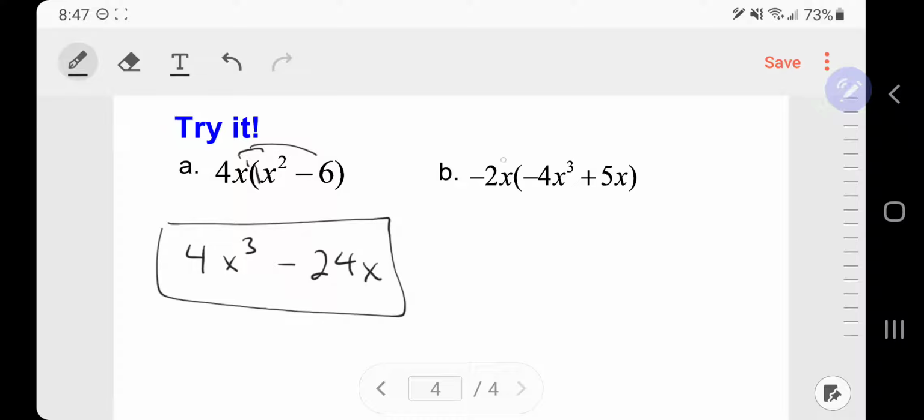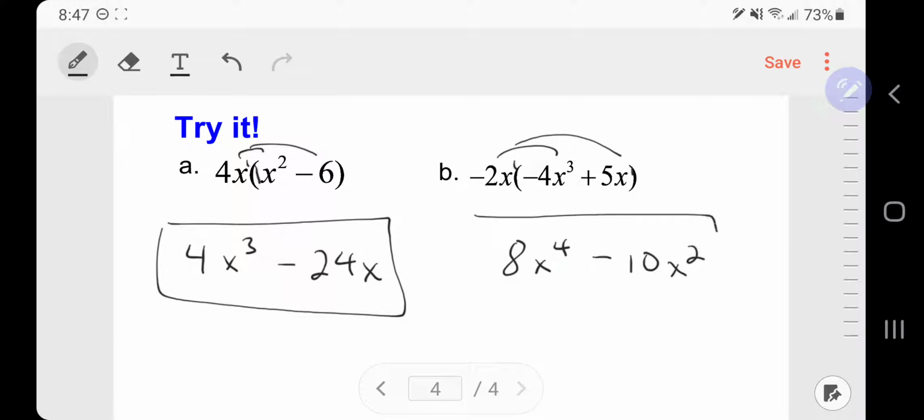And the last one, distribute this negative 2x. So negative 2 times negative 4 gives me 8. X to the first and x to the third gives me x to the fourth. And then we multiply by the second term. Negative 2 times 5 is going to give me negative 10. And then x to the first times x to the first is going to be x squared when you multiply those together. Technically, again, you're adding the exponents.